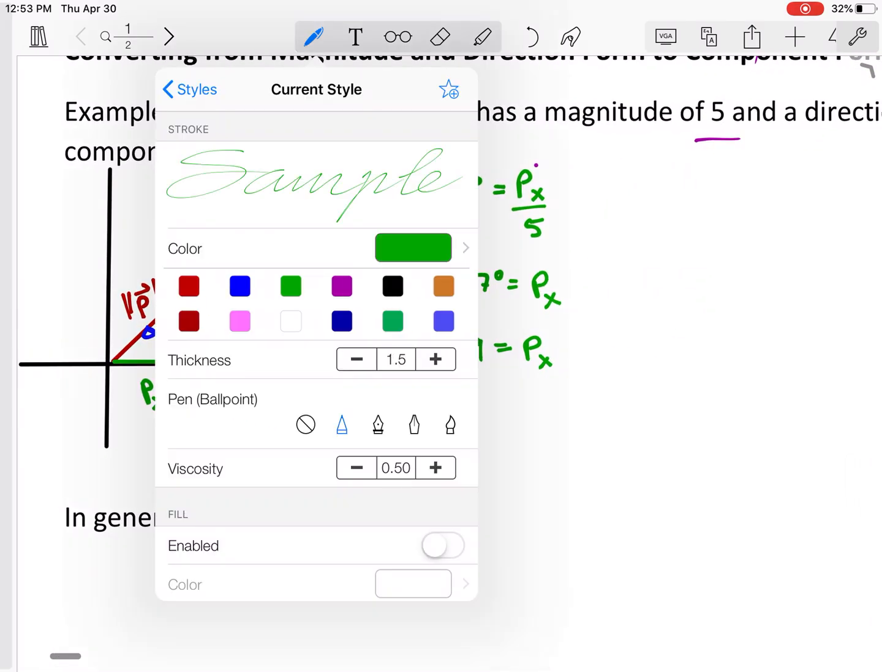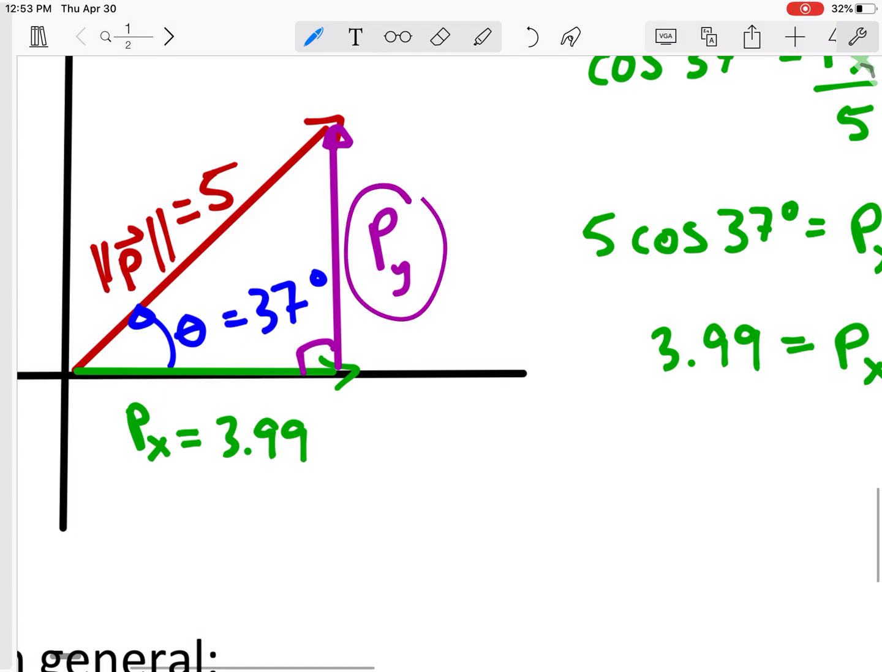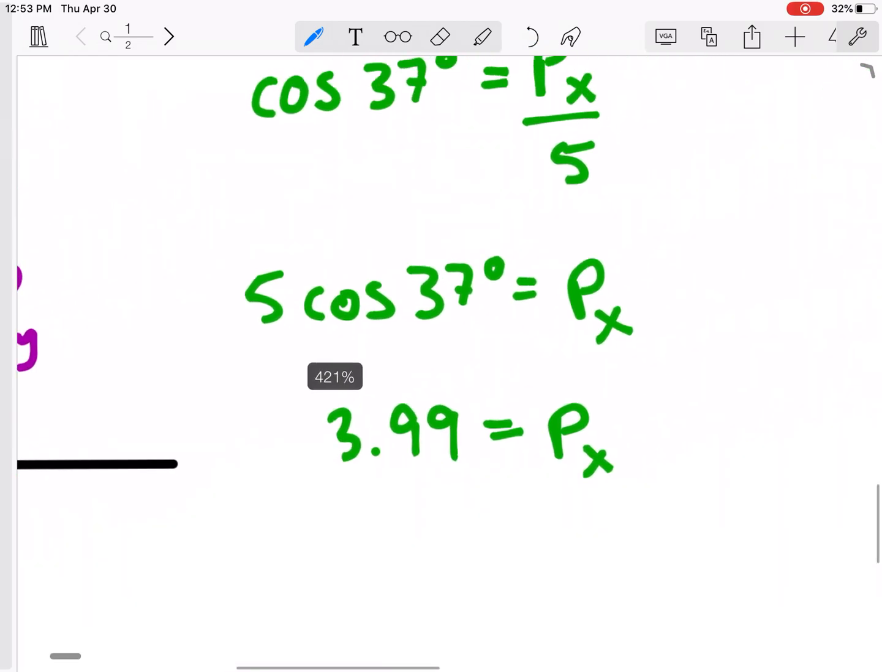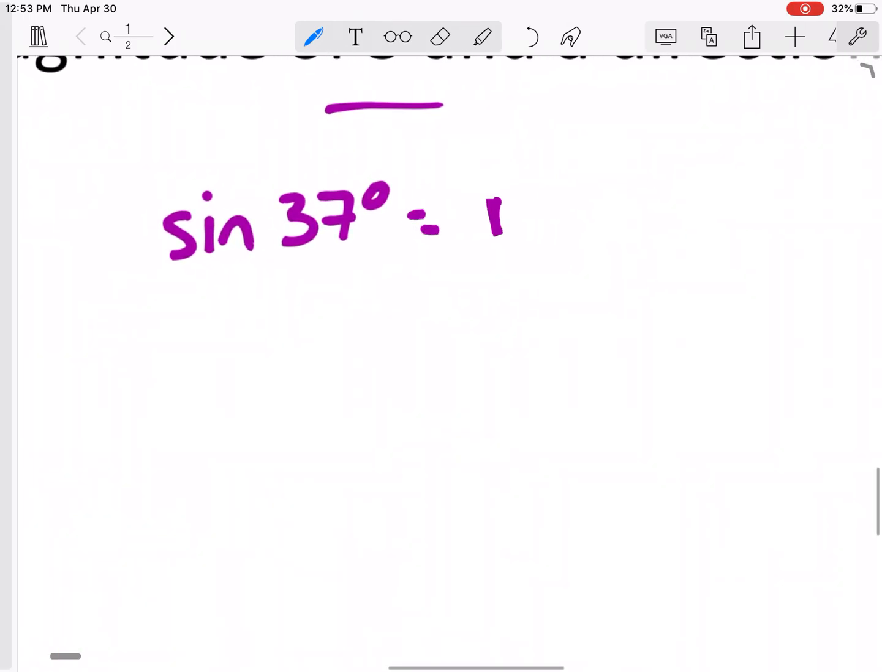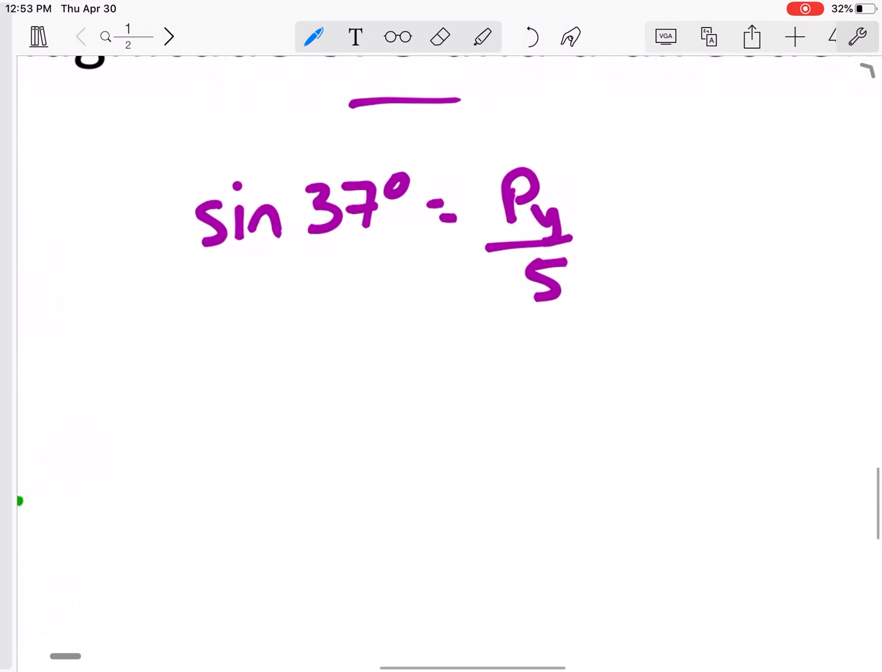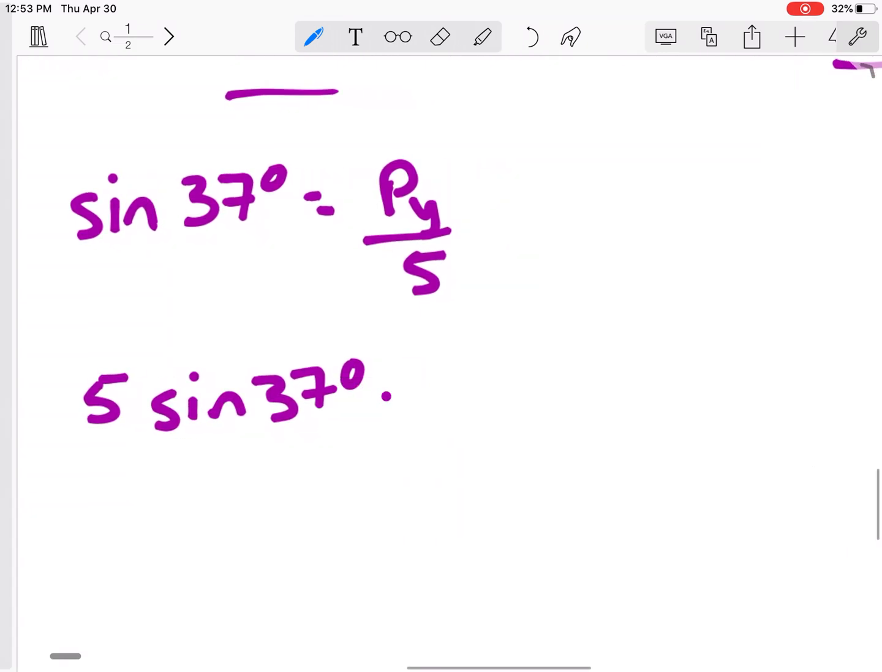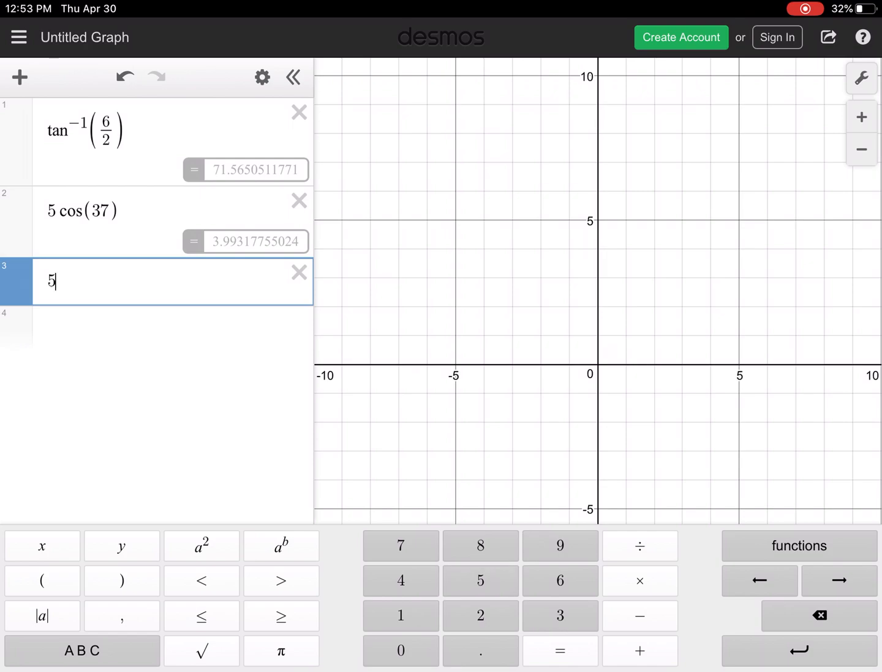And similar process for our vertical component. This time, the vertical component is opposite the angle. We know the hypotenuse, so we can use sine. Sine of that angle, which is 37 degrees, is equal to P sub y over 5. Same thing, multiply both sides by 5. So it'll be 5 sine of 37 degrees is equal to P sub y. Calculate that real quick. And it's 3.01.